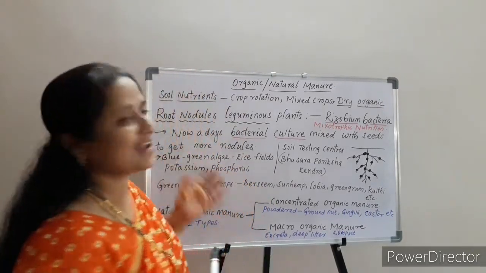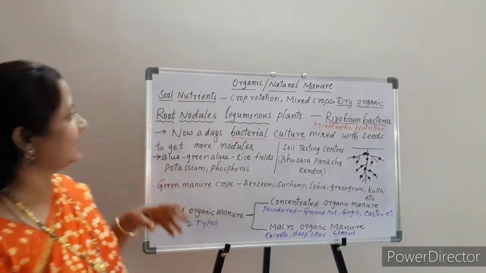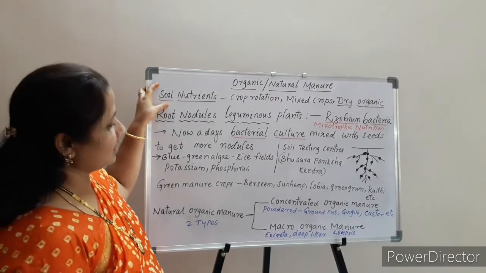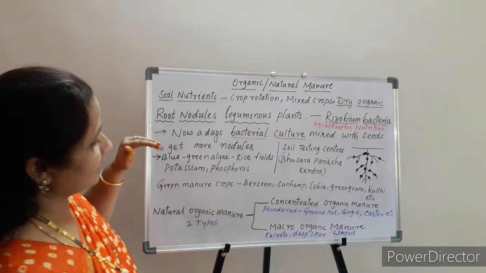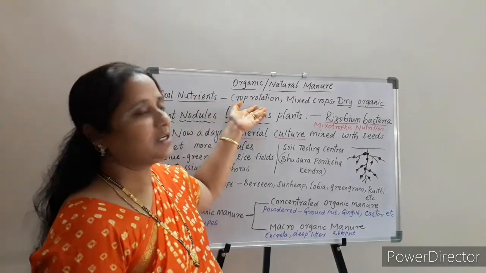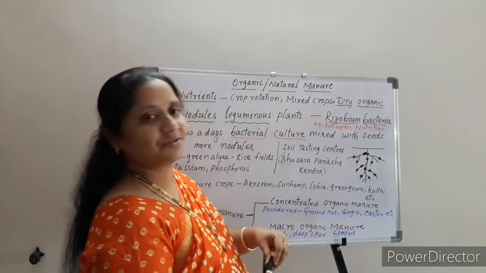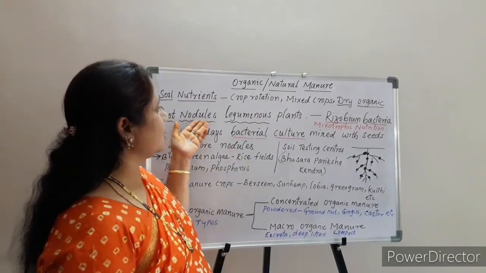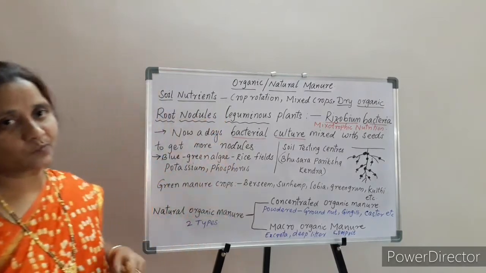In the previous class we discussed different types of soil nutrients, where we discussed macronutrients and micronutrients, and even crop rotation, mixed crops, etc. And in today's class let us discuss root nodules in leguminous plants.